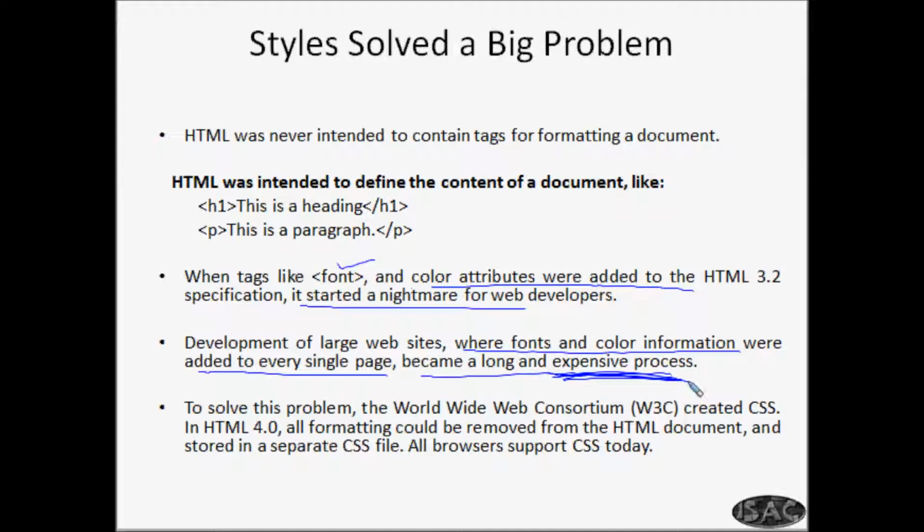If, in future or later, you want to change some font or color information, I need to go to every page and every line wherever the tag is used, and change the colors and fonts. So to solve this problem, the World Wide Web Consortium, W3C, created CSS, Cascading Style Sheets, in HTML4. All formatting could be removed from the HTML document and stored in a separate CSS file. Even if you're putting it there also, you can have the whole stuff separately and you can reuse it.